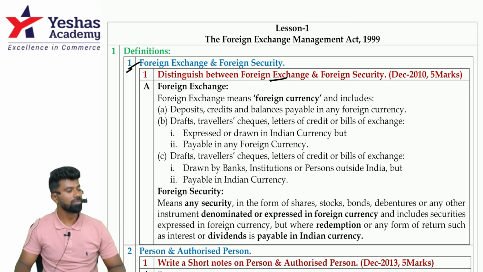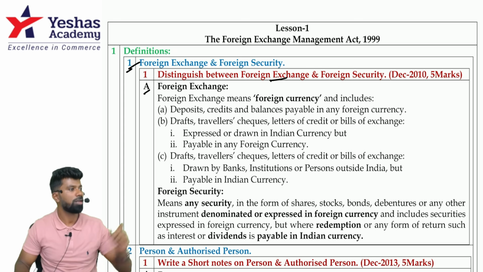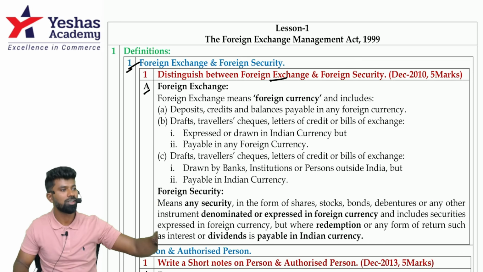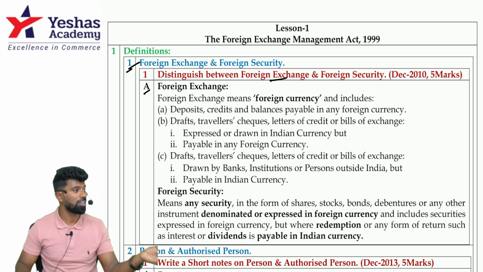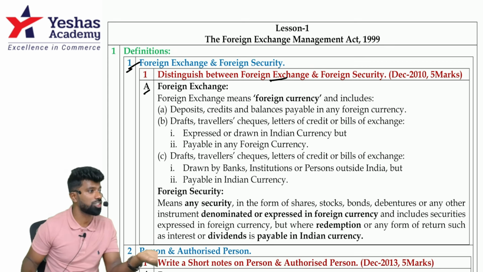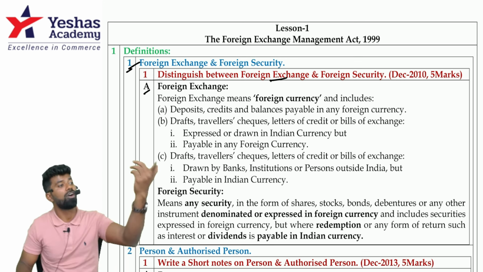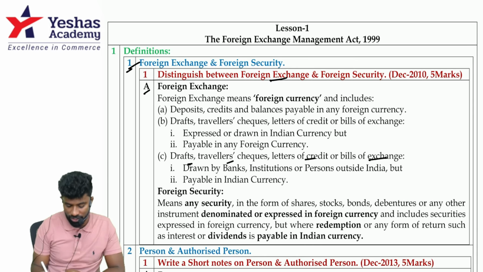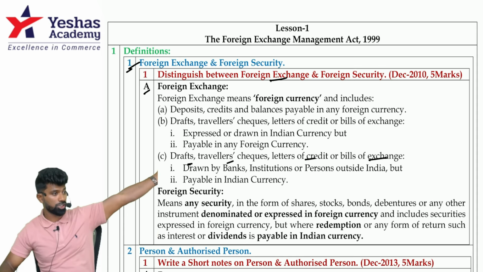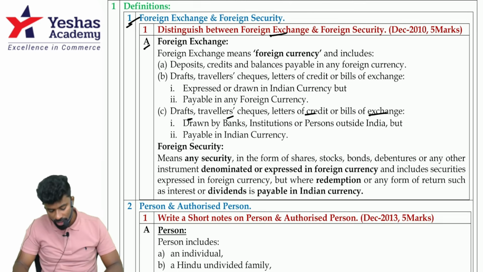We have already discussed foreign exchange. Repeat, what is foreign exchange? It means foreign currency, and includes deposits, balances, or credits which are payable in foreign currency. Third, drafts, traveler checks, letters of credit, bills of exchange expressed in Indian currency, payable in foreign currency. And the last one, drafts, traveler checks, letters of credit, bills of exchange drawn by banks, institutions, or a person resident outside India but payable in Indian currency. Then comes foreign security.